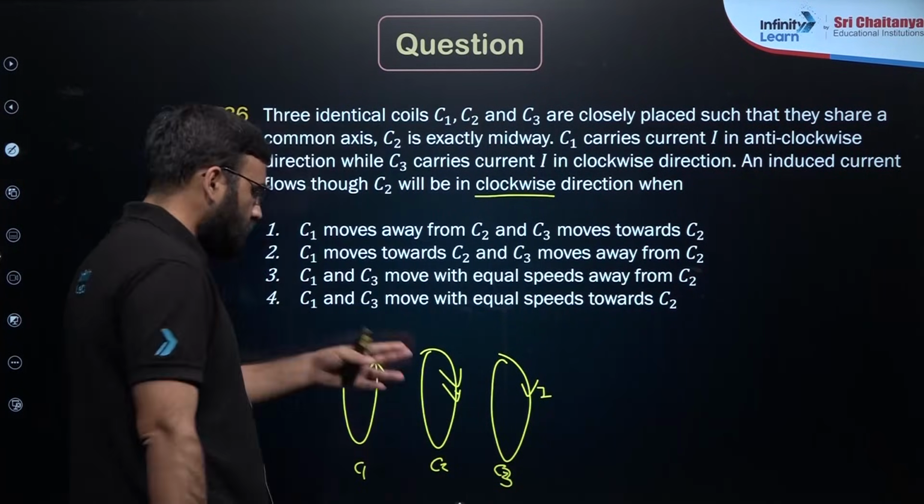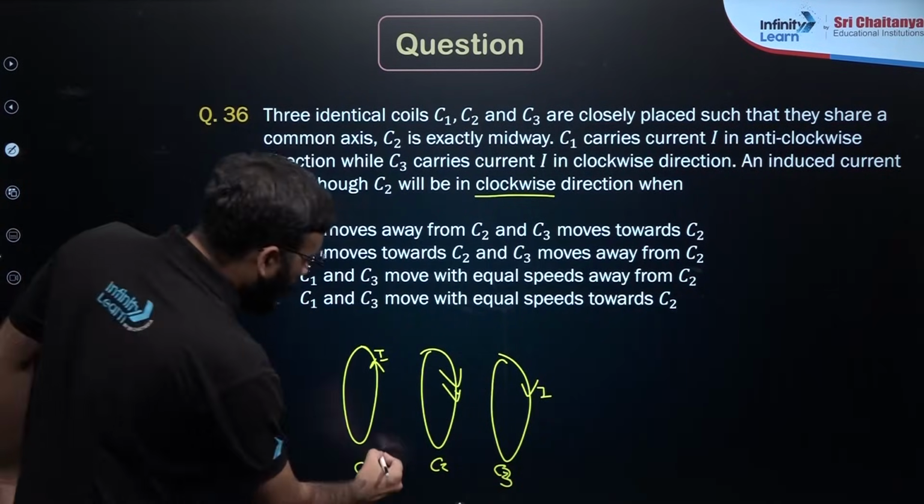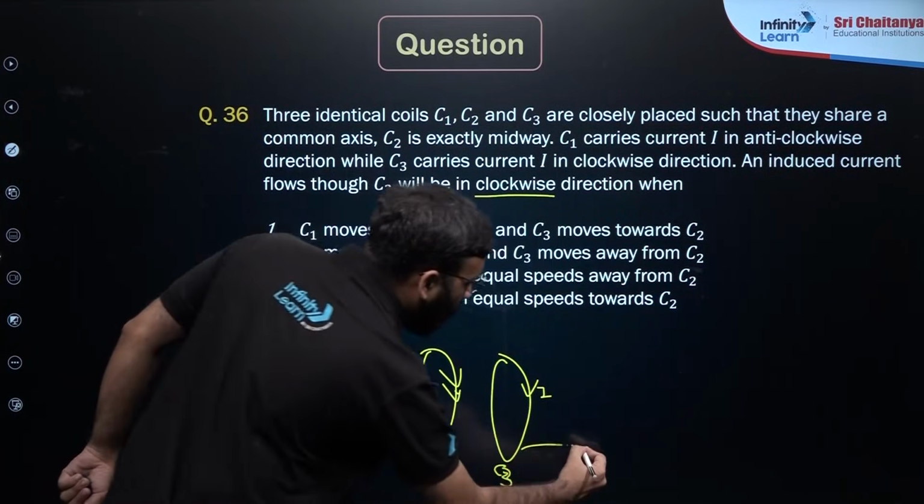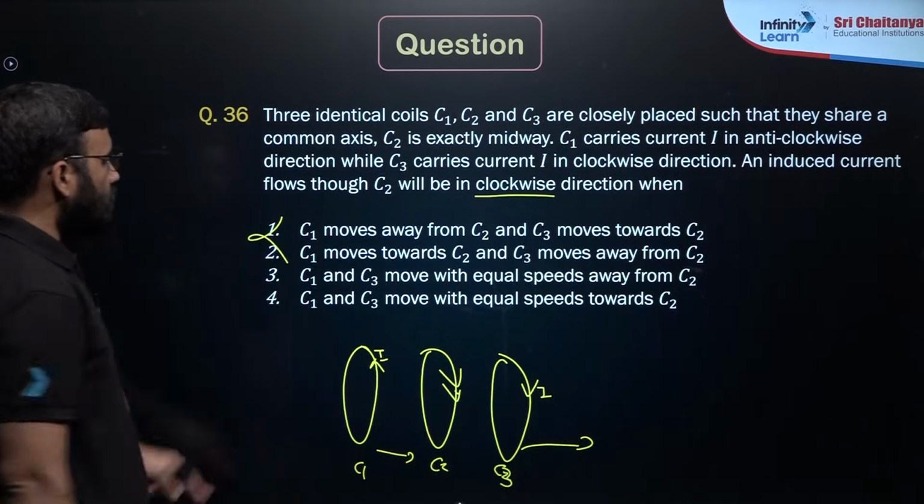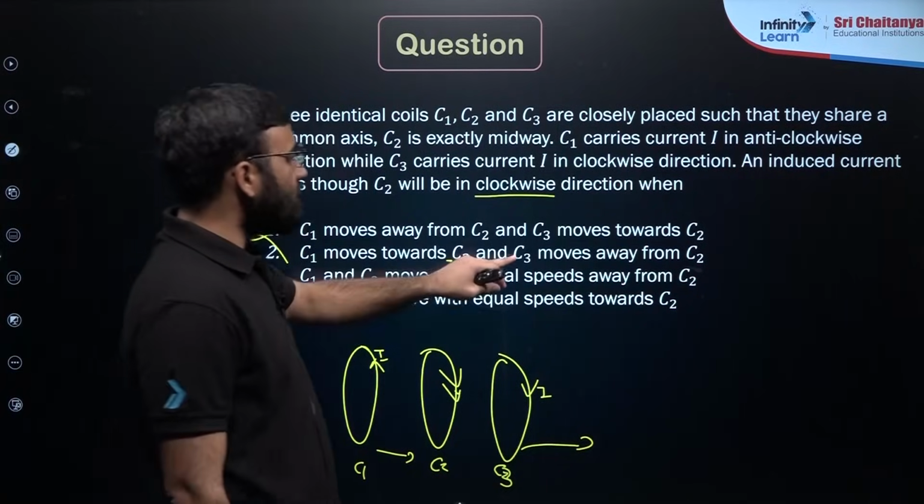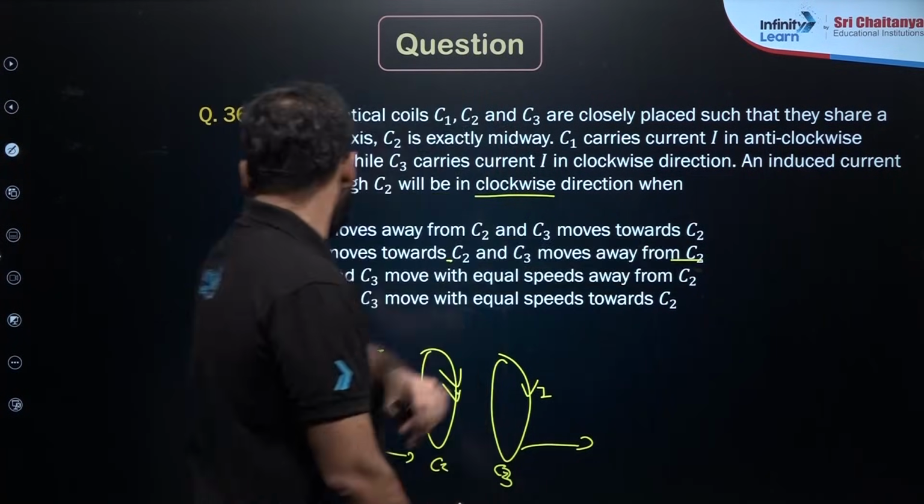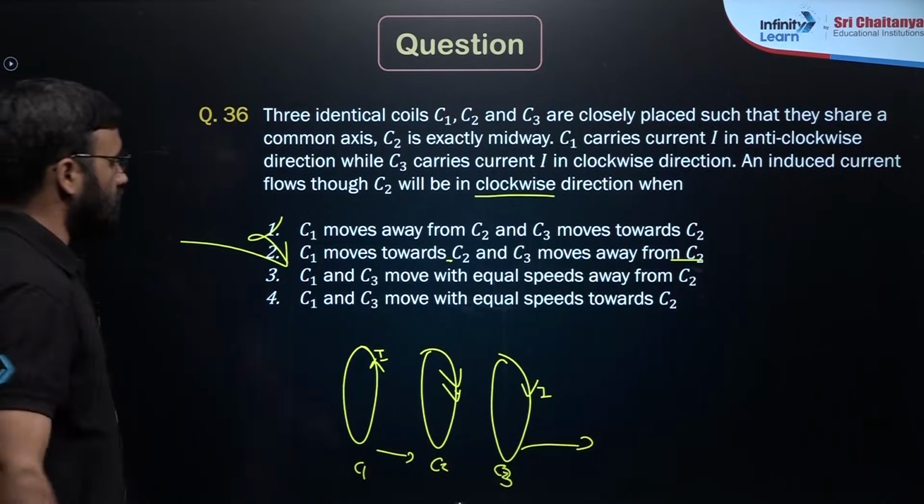Okay beta, so which option? First one is moving toward C2 and it is going away from C2. So C1 is moved towards C2 and C3 is moved away from C2. Yes, option second is your correct answer beta here.